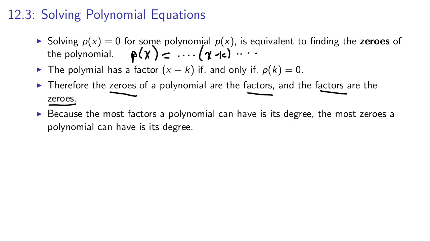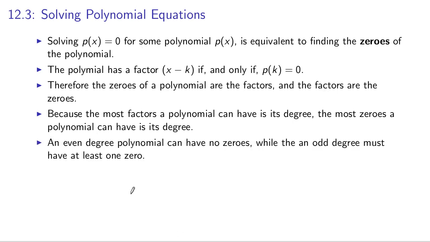This is very important and allows us to use factoring to solve polynomial equations and use graphs of polynomial equations or other ways of finding zeros to find factors of polynomial equations. Because the most factors a polynomial can have is its degree, the most zeros a polynomial can have is its degree. An even degree polynomial can have no zeros, while an odd degree must have at least one zero. This is another important fact about how many zeros you can have.